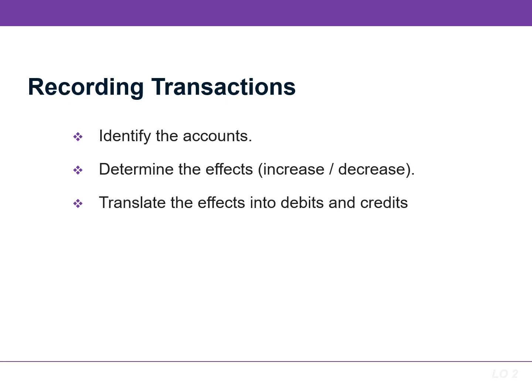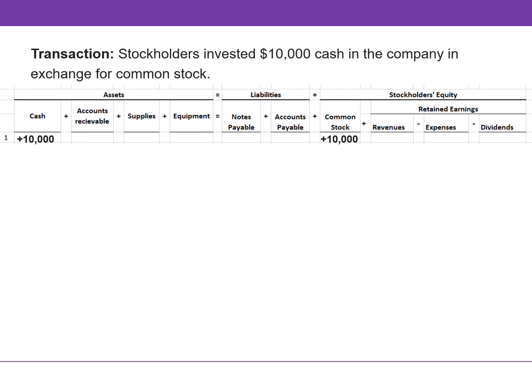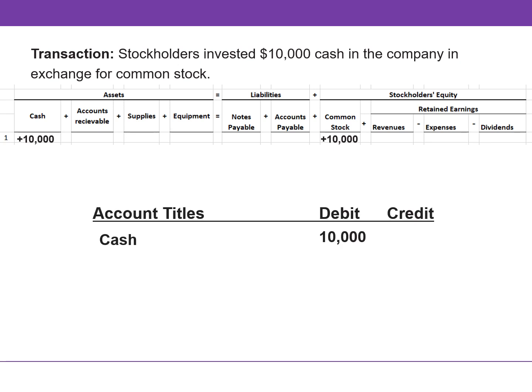Let's revisit problem 1-1A and look at that first transaction. In this transaction, both cash and common stock increased. If we translate that into debits and credits, it would result in a debit to cash and a credit to common stock. So now we need to review the debit and credit rules.